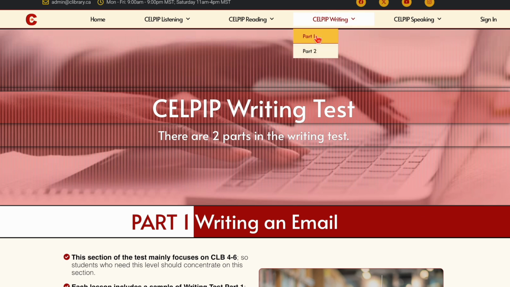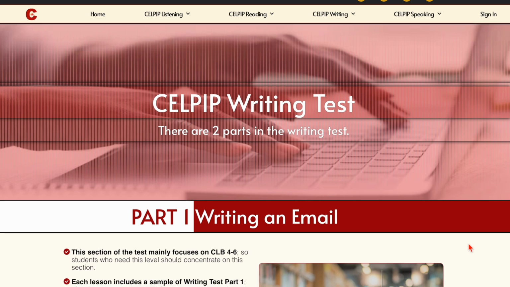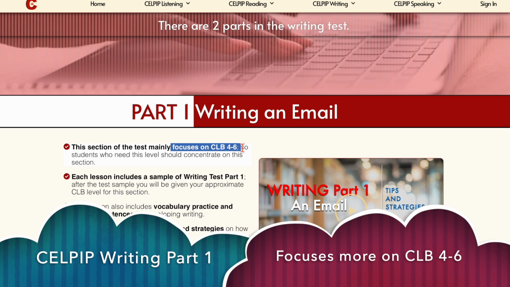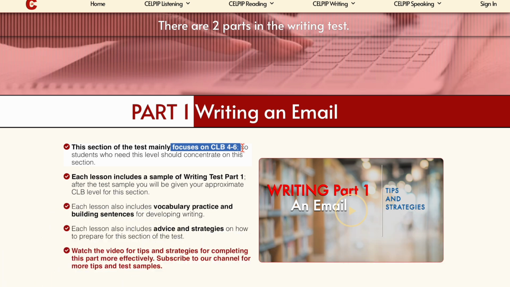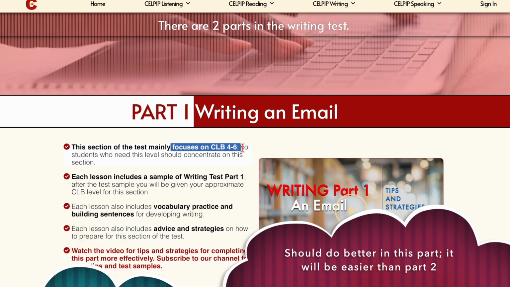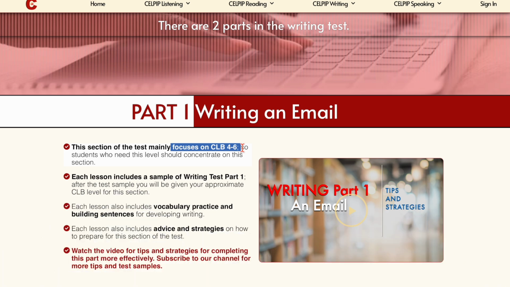Now I'm just here in the CELPIP library, CELPIP Part 1 Writing. And before we get started, I do want to remind you that Writing Part 1, Writing an Email, focuses more on CLB 4, 5, and 6. What does that mean? Well, that means that if you need to get that level 4, 5, or 6, then you should do better in this part than in part 2. That is because this part will be easier for you to understand and will be easier for you to express your ideas than in writing part 2.